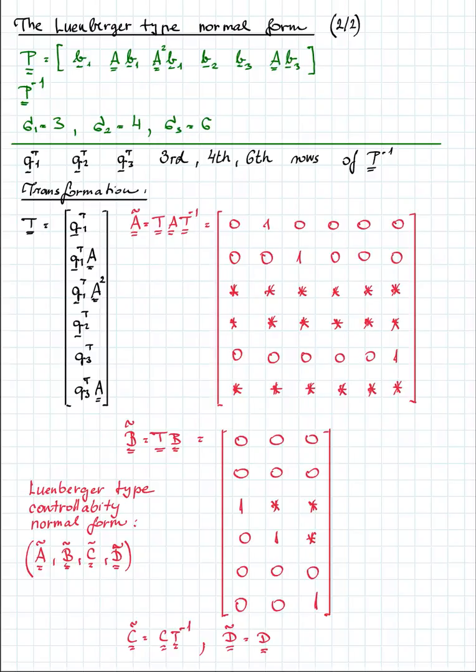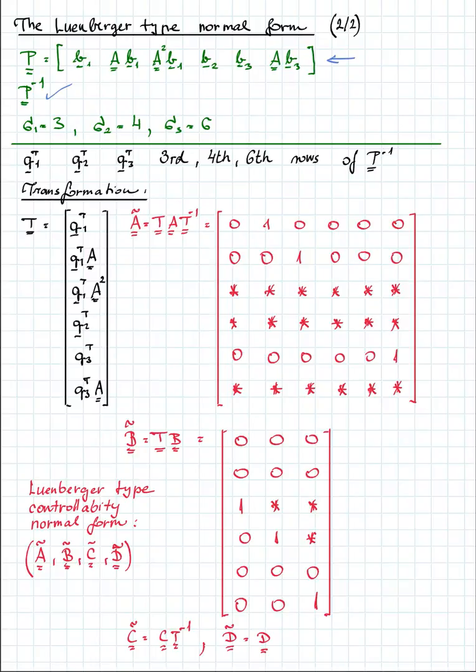The second step of the Luenberger type normal form is as follows. So I repeat some things from the last video. This is the P matrix which we have performed from the selection rule. Because the P matrix contains only independent columns, the inverse of the P matrix always exists. We calculated 3 indexes: sigma 1 is 3, sigma 2 is 4, and sigma 3 is 6. We are going to use them.